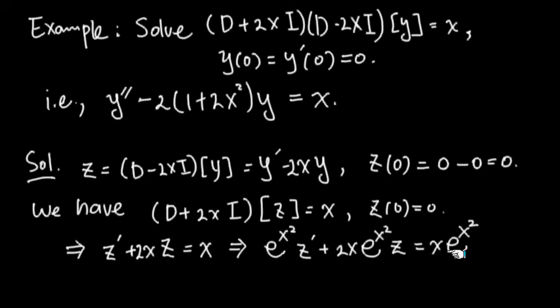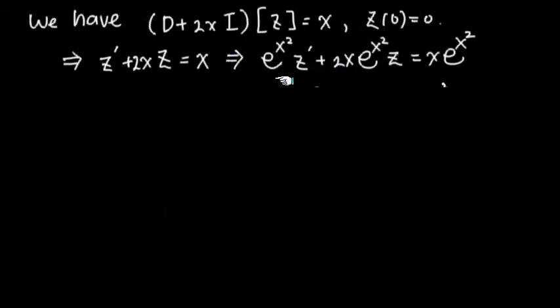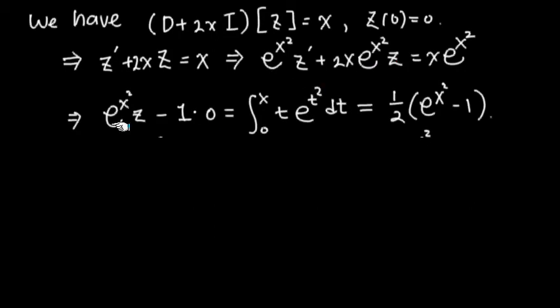I'm multiplying everywhere. Then the left hand side will be the derivative of the product, so let's integrate this part. This will be the antiderivative, e to the x squared times z, and since we're doing a definite integral, we evaluate it at 0. If you plug in x equals 0, z of 0 is 0, so this part is just going to be 0. So on the left hand side, after applying the definite integral, we only have e to the x squared times z. And the right hand side is, of course, the definite integral of this one here.